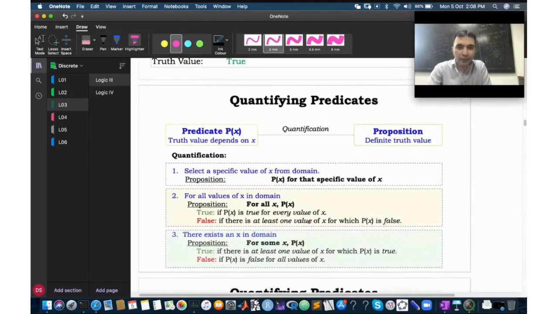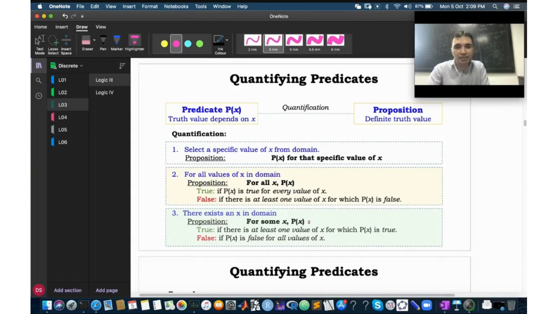Okay. So this is what we saw last time. Three types of quantifications. You replace the variable with a particular value. You say that the statement is true for everyone in the domain. And the third case, when you say that the statement is true for at least one person in the domain. Okay. You either say that it's true for some values of x, or you say that it's true for at least one value of x. It's the existential quantification of a predicate.